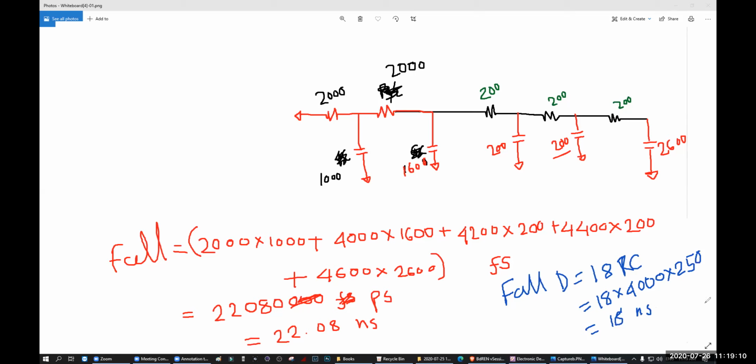So if you consider the wire, it is more accurate. If you do not consider that, your result is 18. What is the difference between them? 4 nanosecond. That means your result is wrong by 4 nanosecond. You calculated that your delay is 18 nanosecond, but actually it is 22 nanosecond. So in one gate, you have a wrong result of 4 nanosecond.